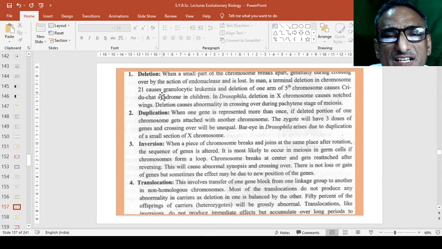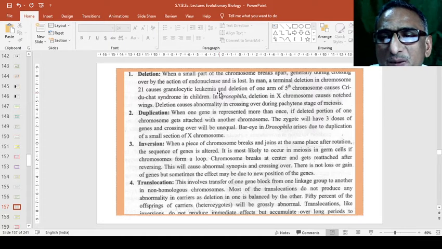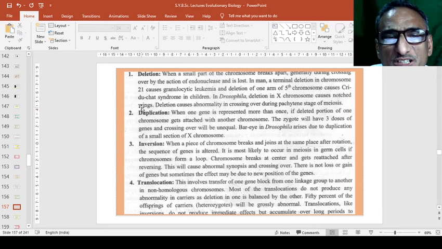First, deletion. In that, deletion of a particular segment of chromosome number 21 shows granulocytic leukemia in the animal. Deletion on one arm of the fifth chromosome causes cri-du-chat syndrome in children. In Drosophila, deletion in the X chromosome causes notched wings. The wings show notches.